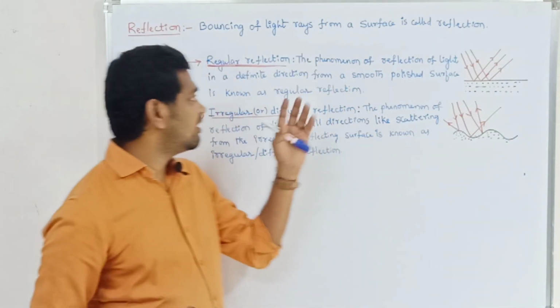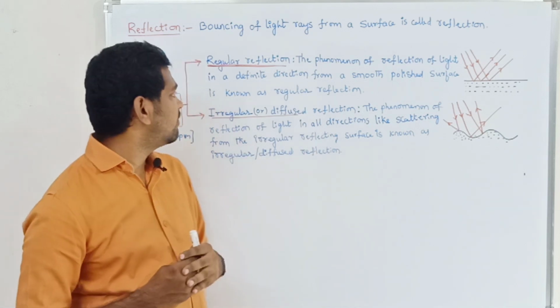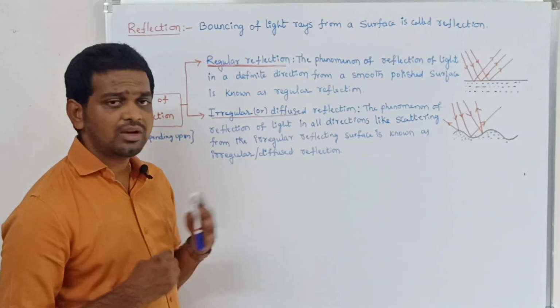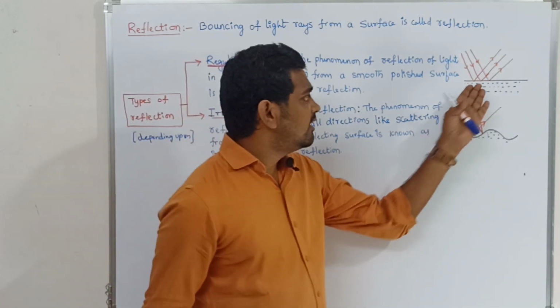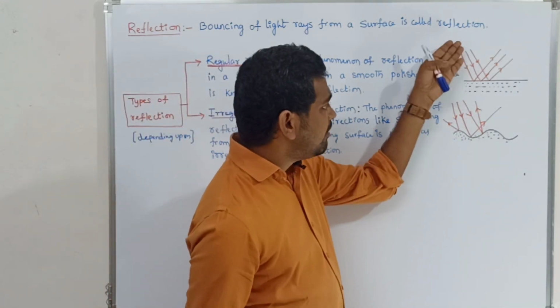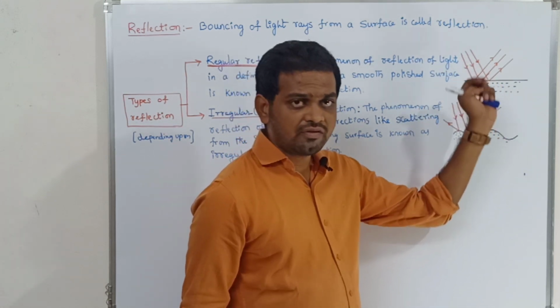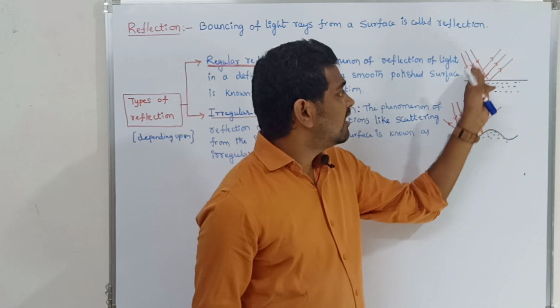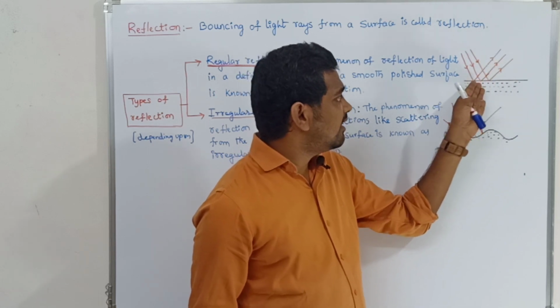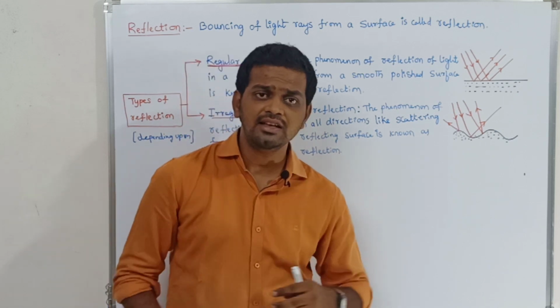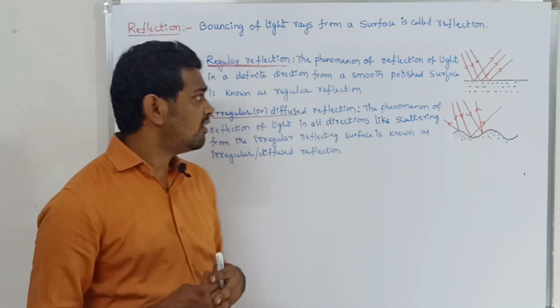Coming to regular reflection, the phenomenon of reflection of light in a definite direction from a smooth polished surface is known as regular reflection. In this diagram, when a beam of light falls on the smooth regular surface, you will get the reflected light in a definite manner. This kind of reflection we consider regular reflection.